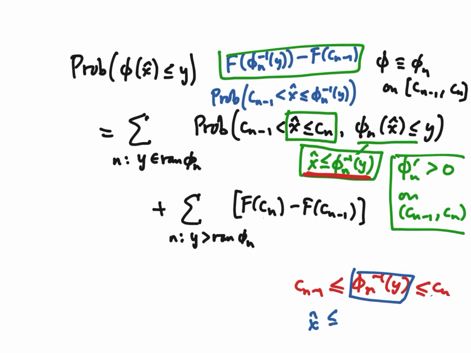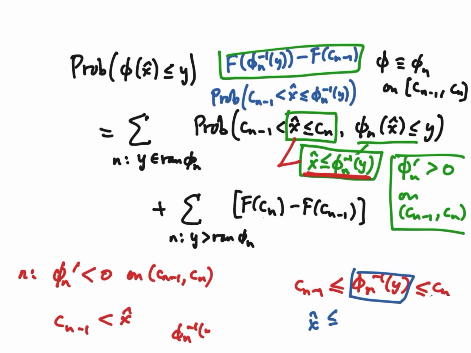I'll just leave it to you to verify the other type of term that you can get when you have a decreasing piece. When you have an n for which phi n has a negative derivative on the interior of the interval, then you have to look at the lower bounds on x hat. We looked at the two possible upper bounds, and we chose the sharper of the two, the stronger. But in the other case, you have to look at lower bounds on x hat, between cn minus 1 and phi n inverse of y. And the stronger statement there is this one again. But because it's a less than or equal, that's why you need the upper minus to get the correct type of term.